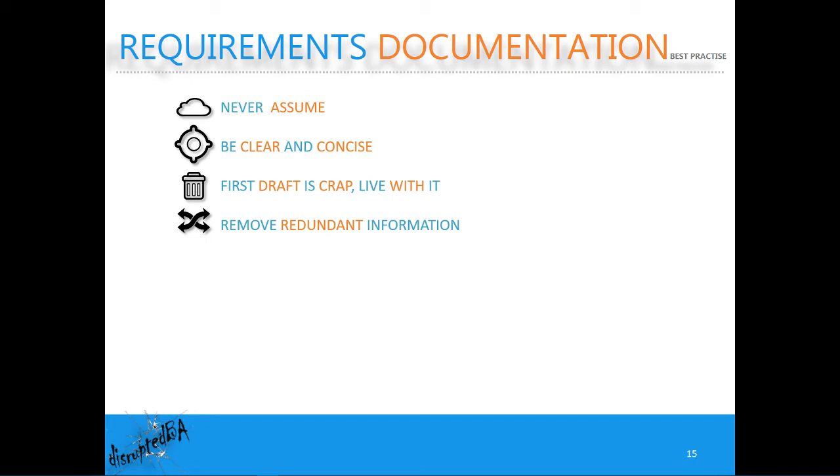Don't try and pad statements just to make something look bigger, fancier, more important. If it doesn't belong there, remove it. If you have, let's take an example of an interface control document.